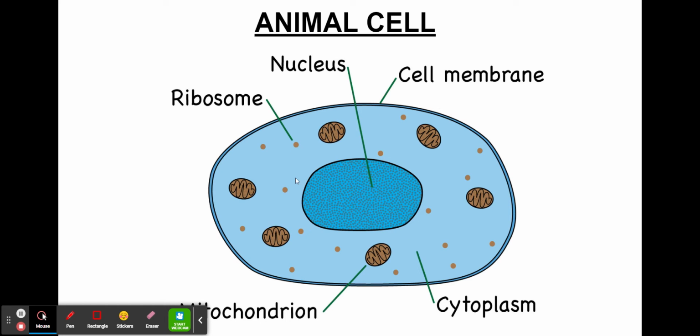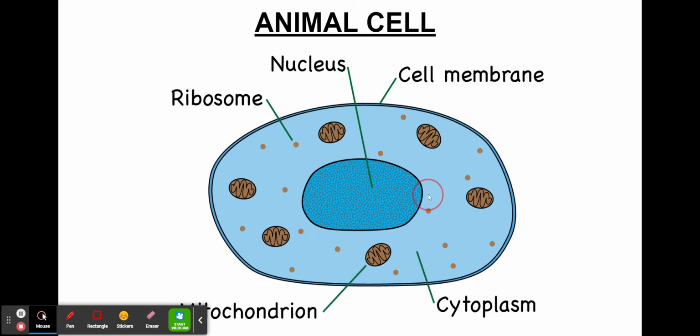We have smaller dots throughout our cytoplasm. You can see here these little brown dots. Those are called ribosomes. And then lastly, we have something that's really important to a cell, which is called a mitochondrion. If we say mitochondrion, as you can see here, that refers to one of them. You might sometimes hear people referring to mitochondria with an A at the end of it. That just means plural, or that there's many of them. So that's what our basic animal cell will look like.